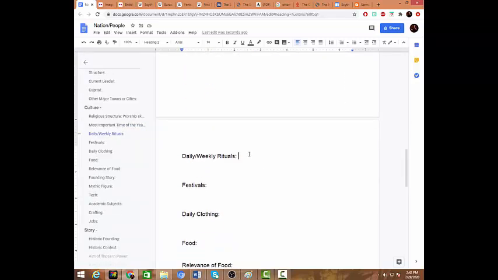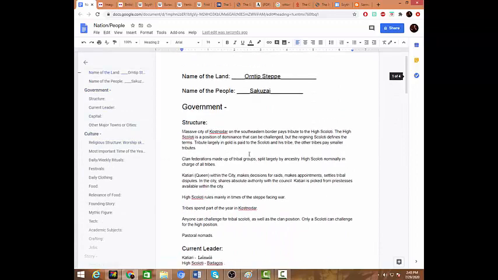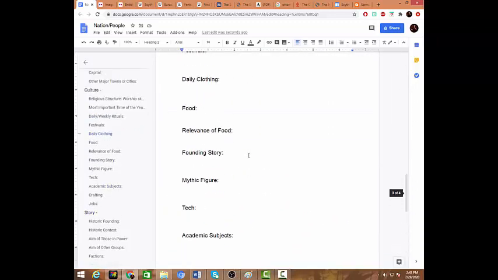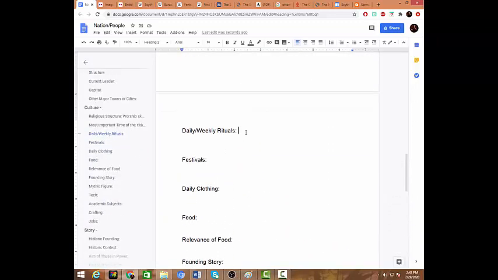So daily weekly rituals. This does not mean we summon Akathul, the Old One, every Wednesday. This is more like, if you are creating your nation, your country, based on, say, some European nations, it might be smart to include that there is an expectation that you are going to go to church. So for these people, for the Sakuzai, I think that the daily weekly rituals.